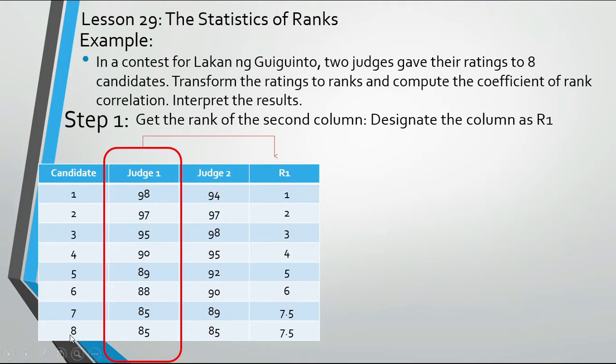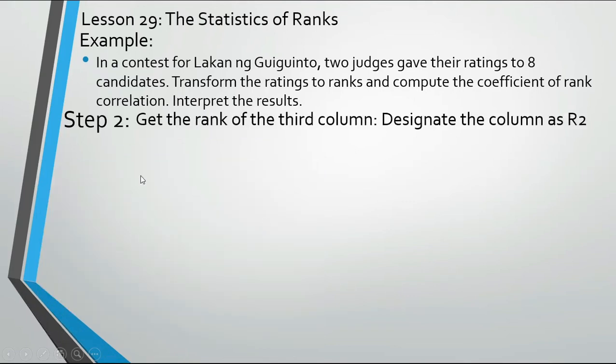Saan galing yung 7.5? Kasi ang last na ranking natin ay 6. So, susunod na yung 7. Dalawa sila. So, 7 and 8. So, yung kalahati nila, o yung nasa gitna nila. Okay? Okay, good. Next. Get the rank of the third column. Designate the column as R2.